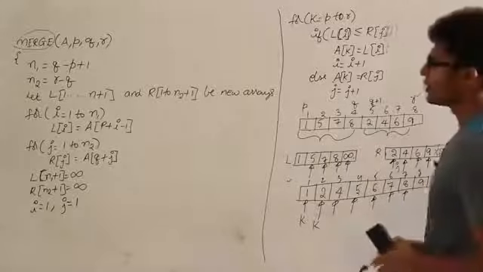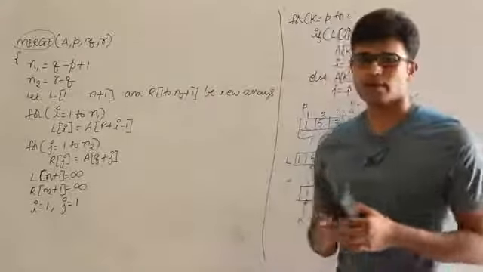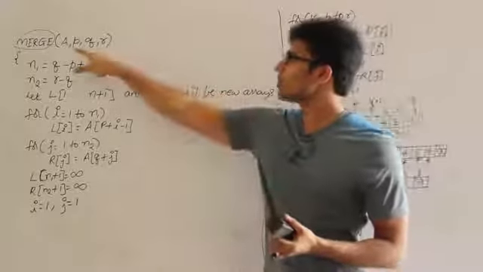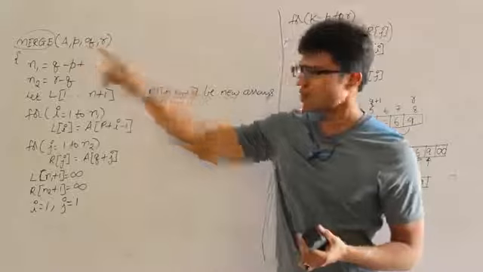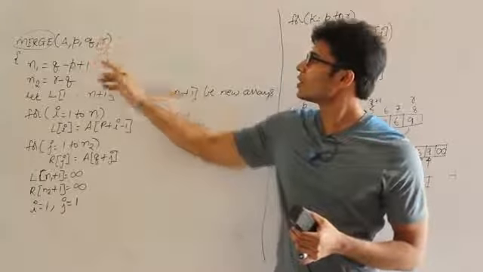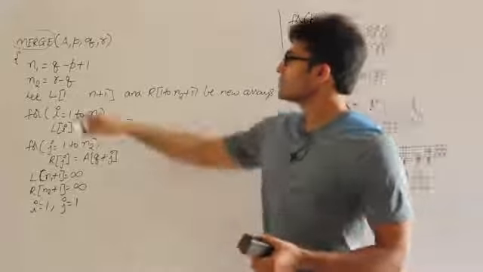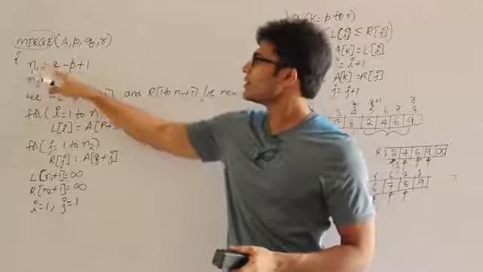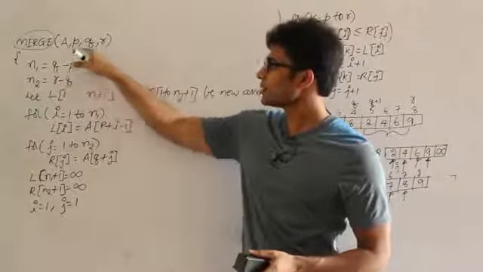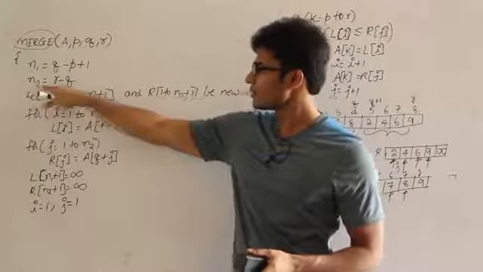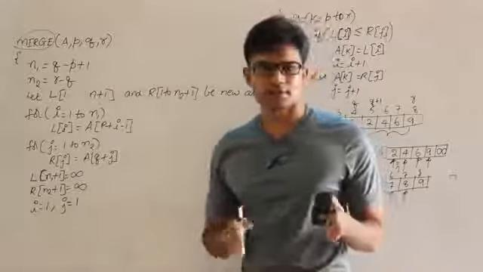So I'll just explain the code here. First of all, A, p, q, r. So merge is going to get an array A and three pointers: one is p, one is q, one is r. This p, q, r represents that from p to q it is sorted, and from q plus 1 to r it is sorted. That is what p, q, r represent. Now you count how many elements are there in the first list: q minus p plus 1. And the second list contains r minus q. So these are the numbers of elements in the first list and the second list.